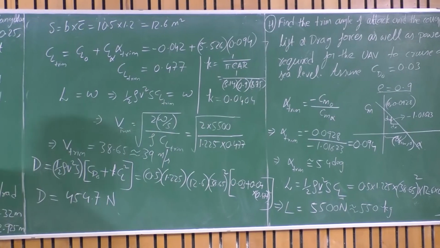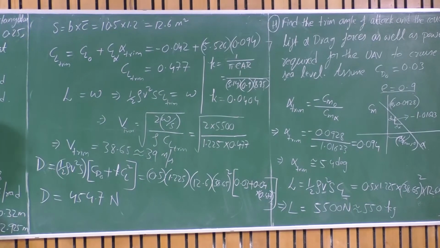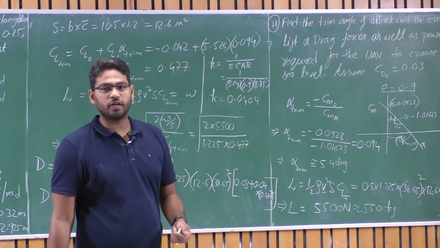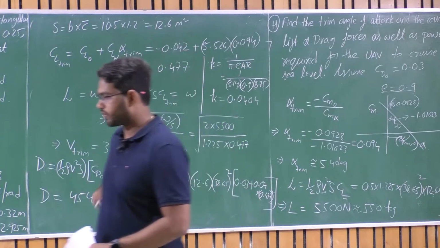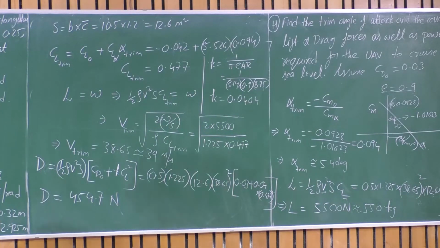newtons. So this is the amount of drag that is offered by the system when you are flying at this particular velocity in that particular trim condition. So you need to overcome this drag by producing so much thrust if you are using a jet engine. If you want to use a propeller driven engine, then what we need to find out is power required. Can we quickly find out the power required for this condition?